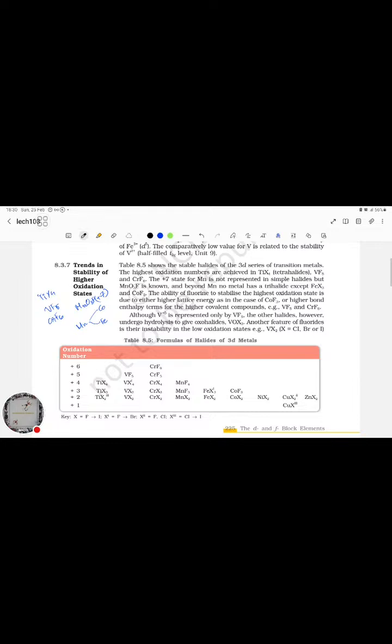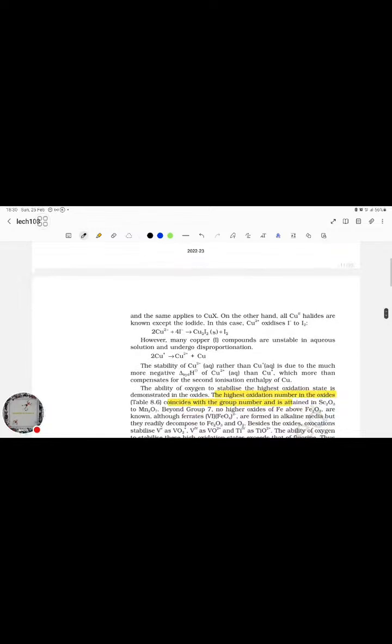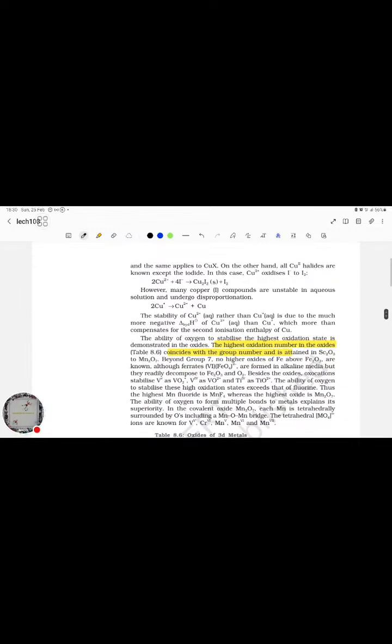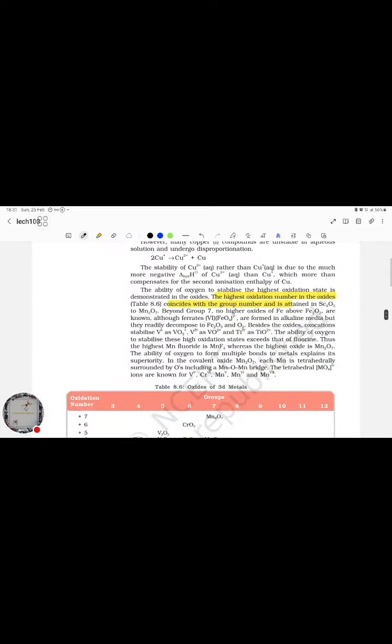Another is the instability in the low oxidation state. So it is unstable in lower oxidation states, and it's more stable in the higher oxidation state due to the higher lattice energy or due to the higher bond enthalpy for the higher covalent compounds, moving down, and the same applies to CuX.